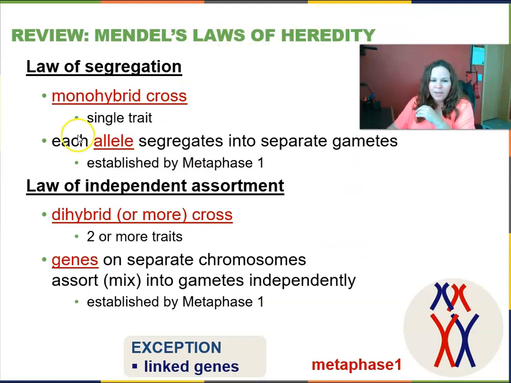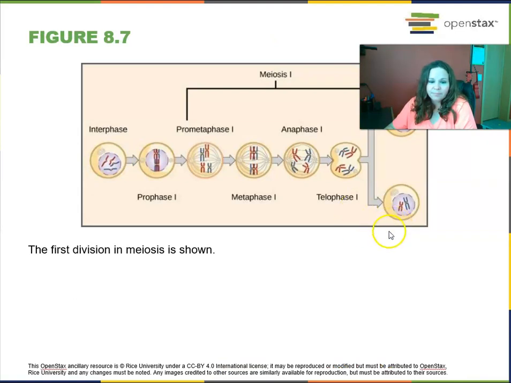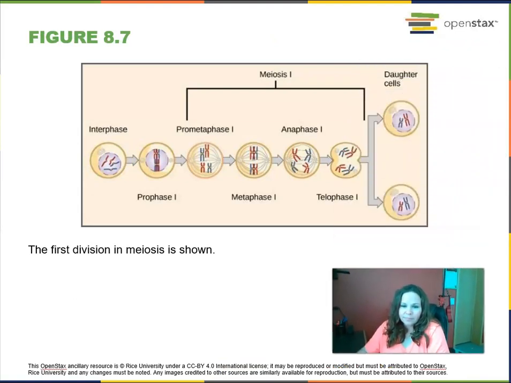So a little review. Monohybrid crosses show the law of segregation for a single trait, that each allele segregates into separate gametes, because you can't give your kid both of them. You have to separate them into different gametes. And the law of independent assortment shown by dihybrid crosses with 2 or more traits for genes on separate chromosomes, that they mix into gametes independently of one another. And metaphase 1 is important during meiosis for both of these. Showing how that works with meiosis here.